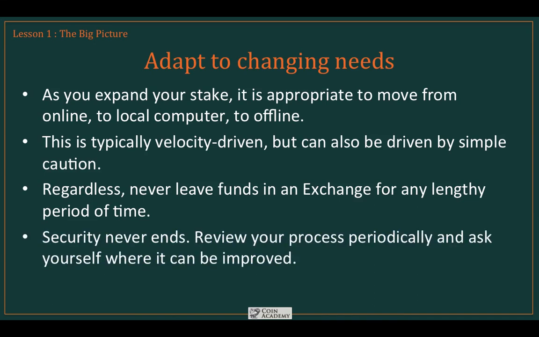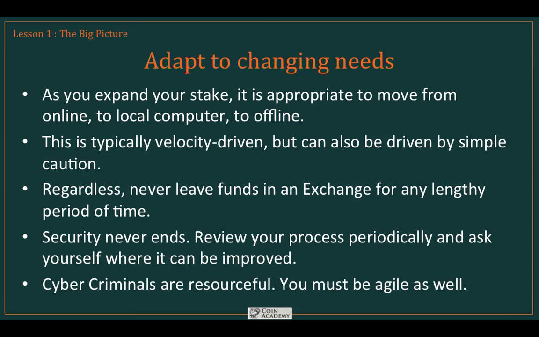Bottom line, security never ends. You need to review your process periodically and ask yourself where this can be improved. Never forget that cyber criminals are a resourceful lot. They're likely more technically capable than you. They likely have better hardware than you. They likely have better access to expertise than you. But you must be agile as well. You must look at your protocols. You must look at your processes, try to patch holes, and constantly be thinking, am I being smart about this? Do I have all of my eggs in one basket, or have I segregated things where I'm minimizing my risk?